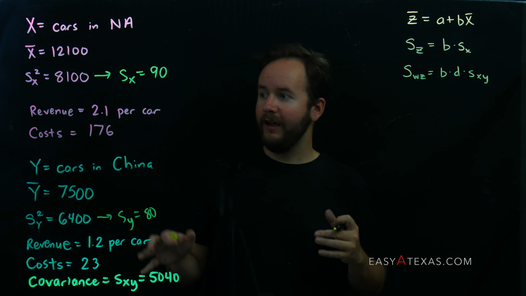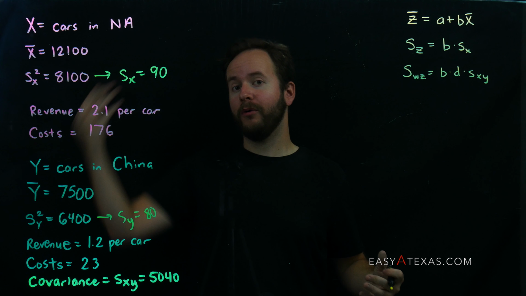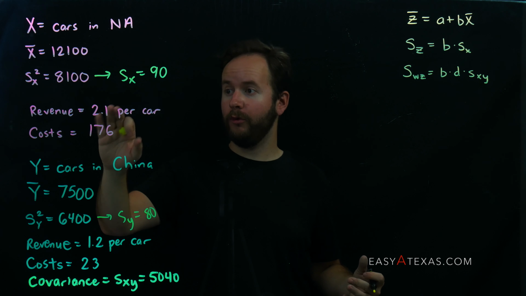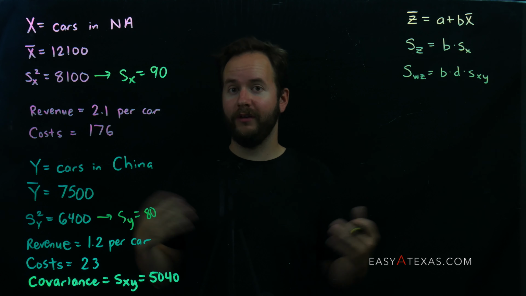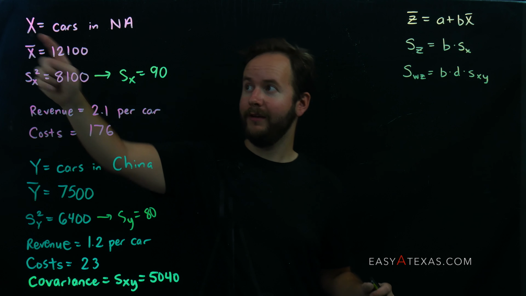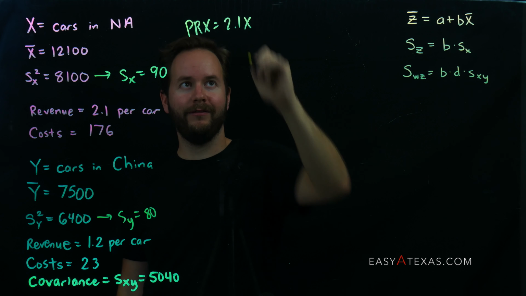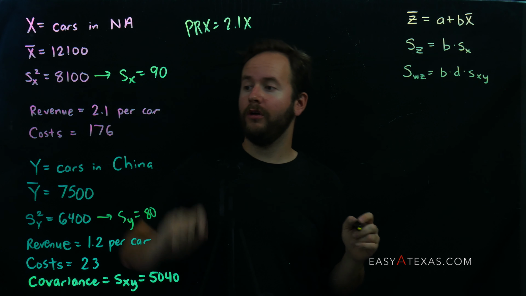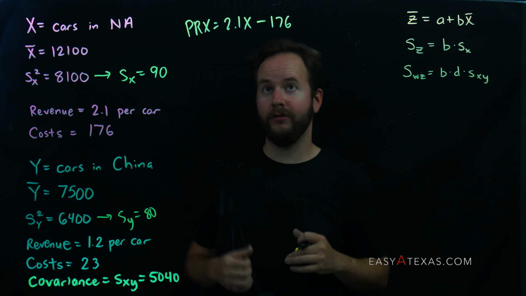Okay, now that I have that, I want to create equations that relate the number of cars to the profits in North America. Starting with North America, we're told that we get $2.1 thousand per car, and since X is the number of cars we sell in North America, our total revenue from selling cars in North America will be 2.1 times X. So let's start with PRX. That'll be 2.1X, and then don't forget we have costs. So those costs are negative 176, or rather those costs come out of our profits, so that's why we subtract.